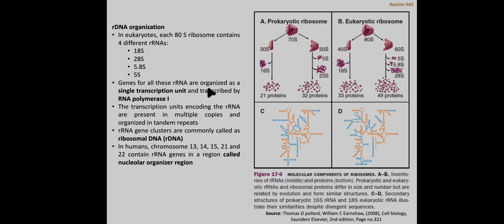The genes for all these rRNAs are organized as a single transcription unit and transcribed by RNA polymerase. The function of the RNA polymerase enzyme is to transcribe the RNA.